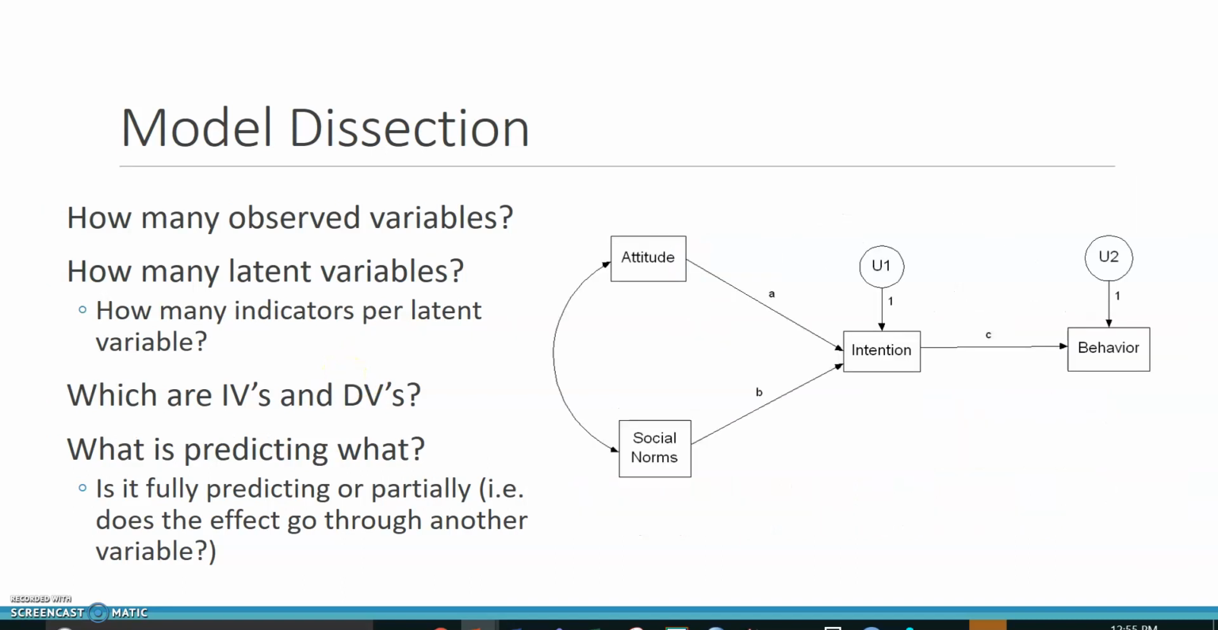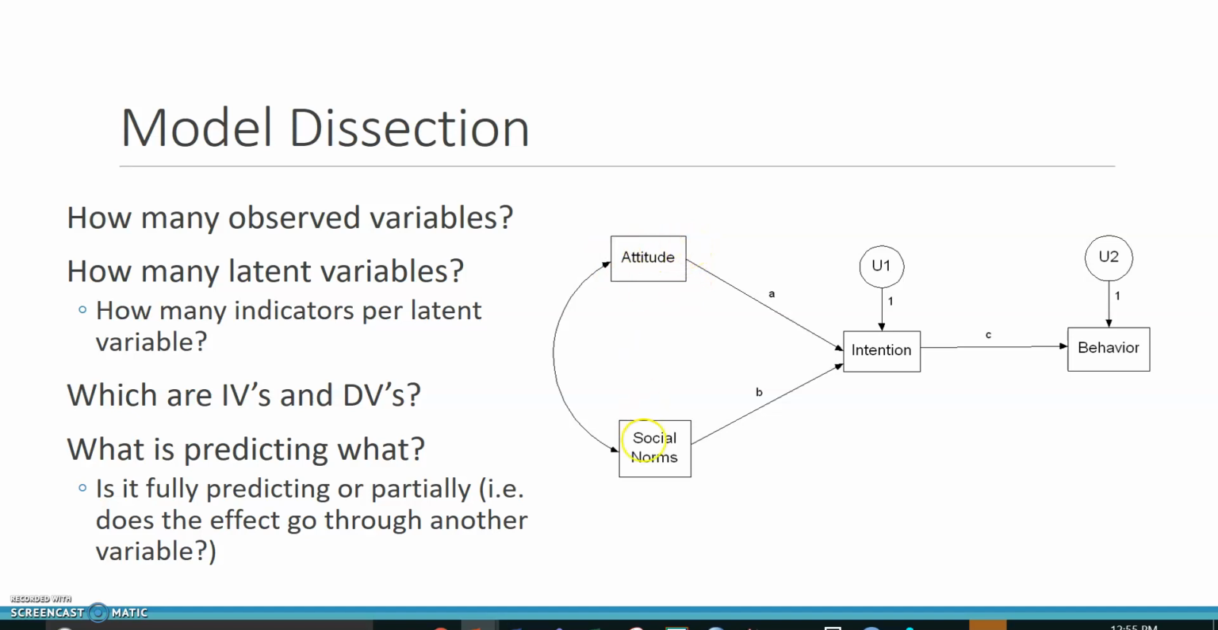Here's the third one. This is a path analysis, and we know it's a path analysis because there are no circles with indicators. These are error terms for the 2 dependent variables. So here I have 4 observed variables. I have 0 latent variables. They're squares, so I know that they're observed.